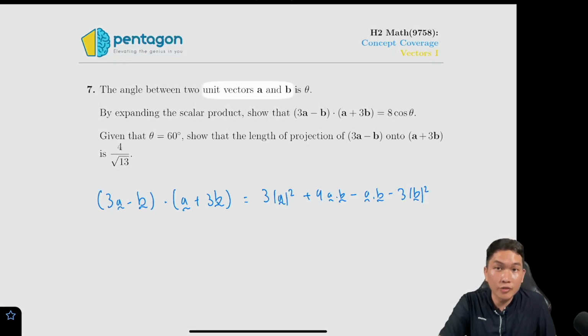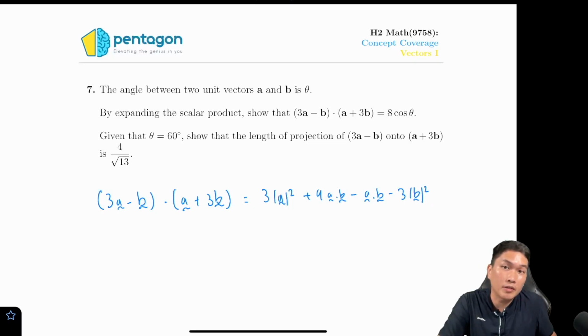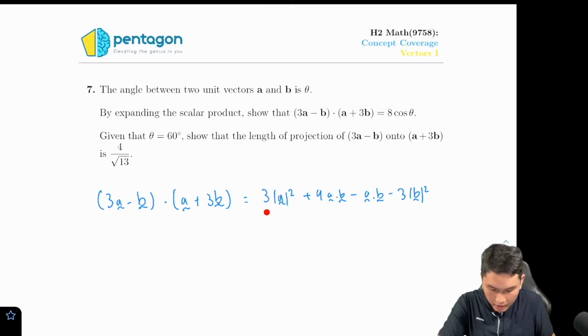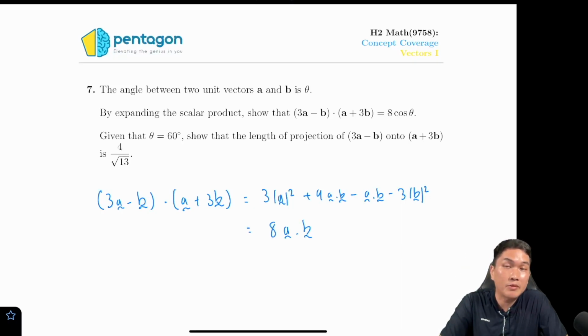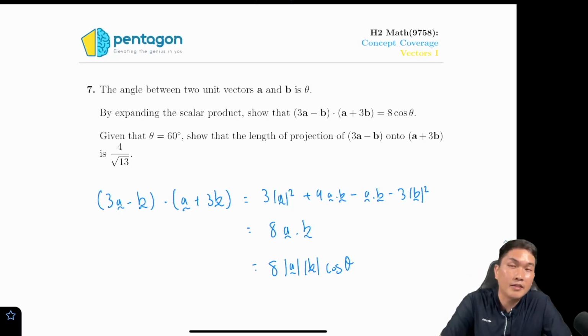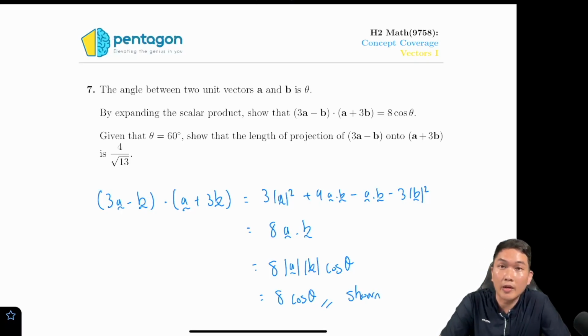A and B are unit vectors, which means mod A is going to be 1, mod B is going to be 1. And very nicely, this will be 3 times 1, and this is minus 3 times 1. That will cancel out. So what I have left is 8 times A dot B. And now I'm going to use the geometrical definition of dot product. And again, you find that mod A mod B is equal to 1. So this is equal to 8 cosine theta, and we have managed to show what is required of us.